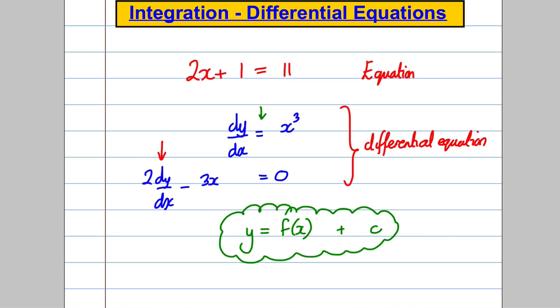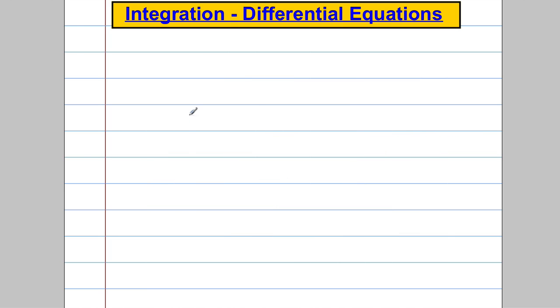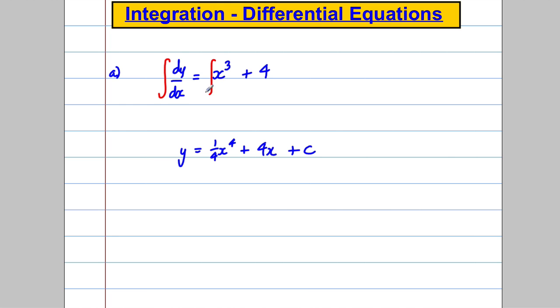Now, I just want to show you that we have actually solved some differential equations in the past. Let's do some quick examples. If I told you dy/dx was equal to x cubed plus 4, would you be able to tell me what y is? Well, you would. y would be a quarter x to the power of 4 plus 4x plus a constant of integration. So what you've done is you've integrated both sides with respect to x. Once you integrate dy/dx, you get y back, and once you integrate x cubed plus 4, you get a quarter x to the power of 4 plus 4x plus the constant of integration.